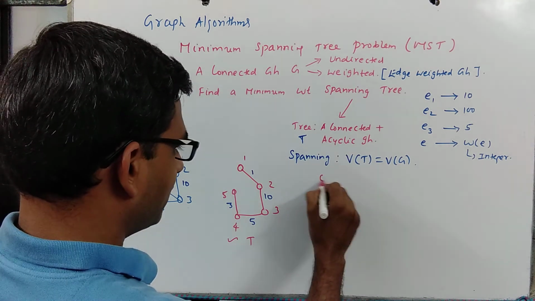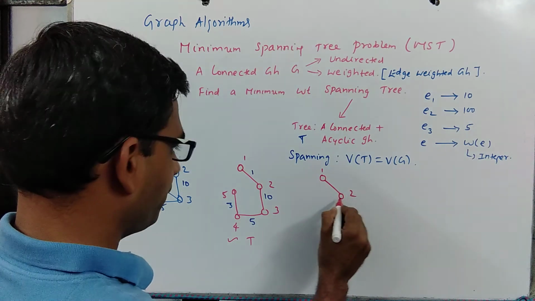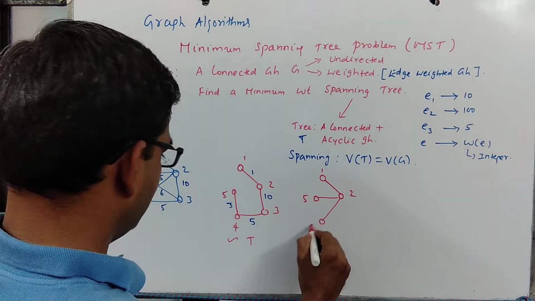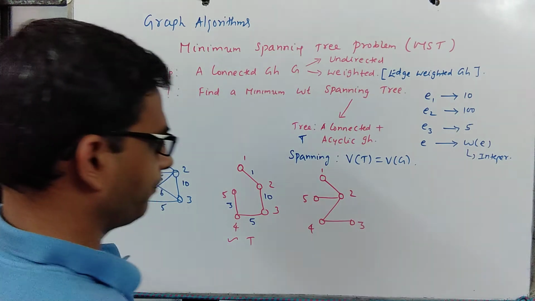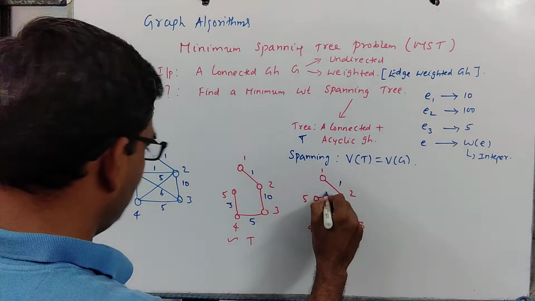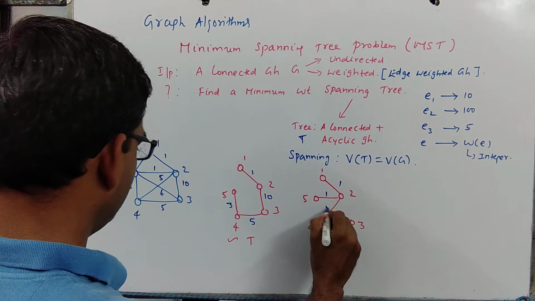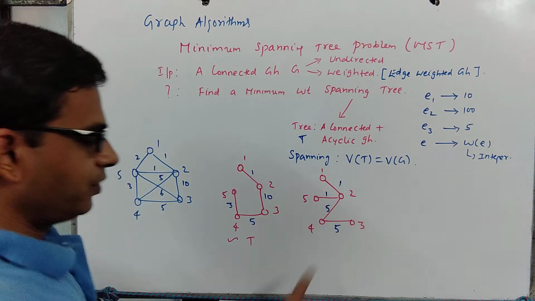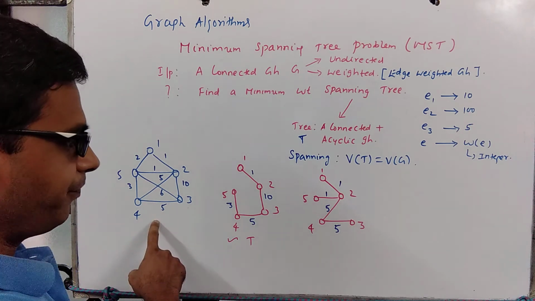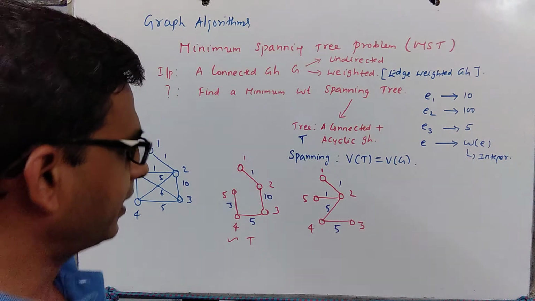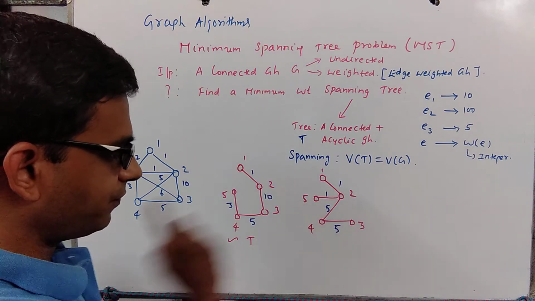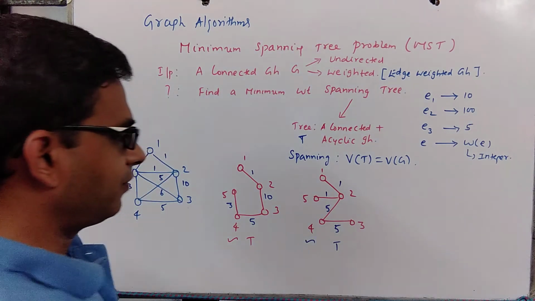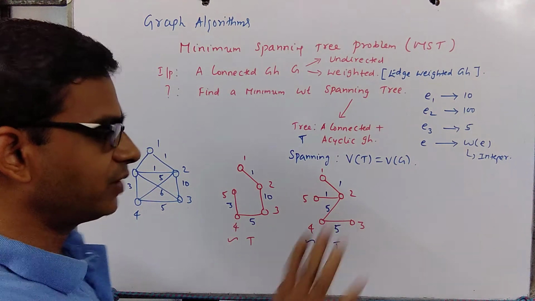Now you can also have something like this, right? 1, 2 and say 5, and this one is say 4, say 3. Its weights are 1, 1 and this one is 5 and 4 to 3 is 5. If you look at this, this is also a spanning tree. It is a connected and an acyclic subgraph spanning all of G. Now you see that for a graph, one can find more than one spanning tree.